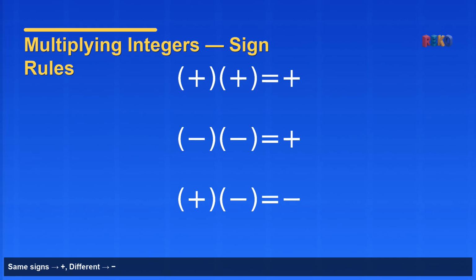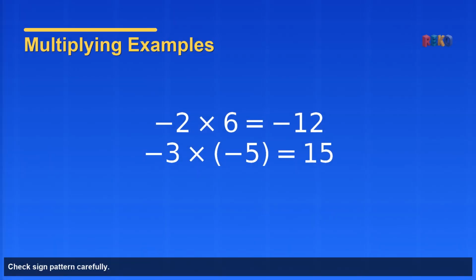Multiplying integers follows a simple sign rule. If both numbers have the same sign, the result is positive. If they have different signs, the result is negative. For example, 3 times -2 gives -6, but -3 times -2 gives +6, because two negatives make a positive. -2 times 6 is -12. -3 times -5 is +15.